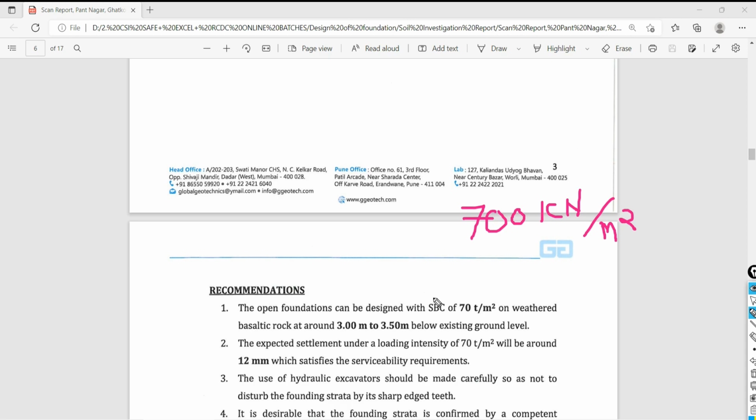Then the open foundation can be designed; a simple open isolated foundation you can design. That is the recommendation from this testing. This is the report's final recommendation.